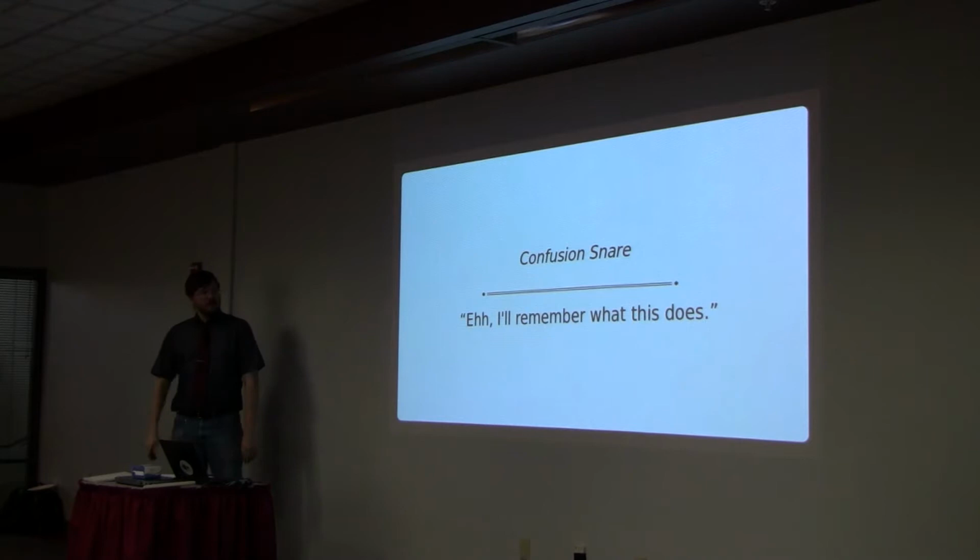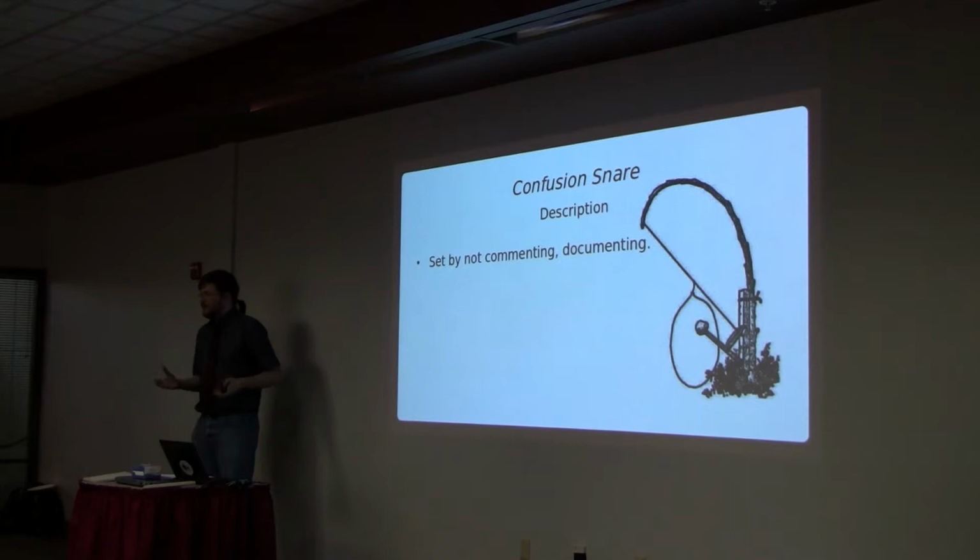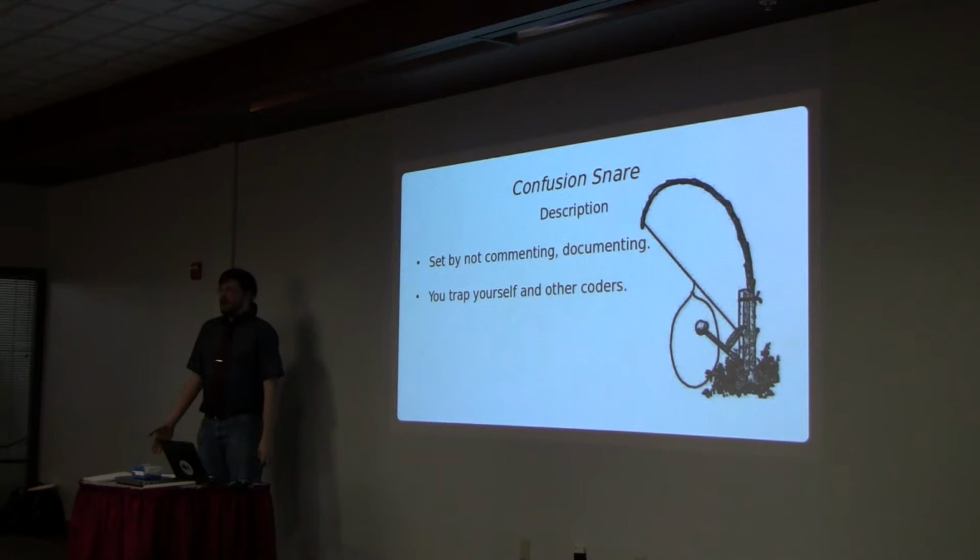The last trap I want to discuss is called the confusion snare, also known as, I'll remember what this does later. We get into a flow, writing our code, or we're in the zone, writing cool stuff, and we forget little things like commenting, documenting, coming up with good names for our variables, bad style, please indent your code. And you end up trapping yourself and other coders in the process. Because you go back to that code 6 months later and you're going, what does this do?